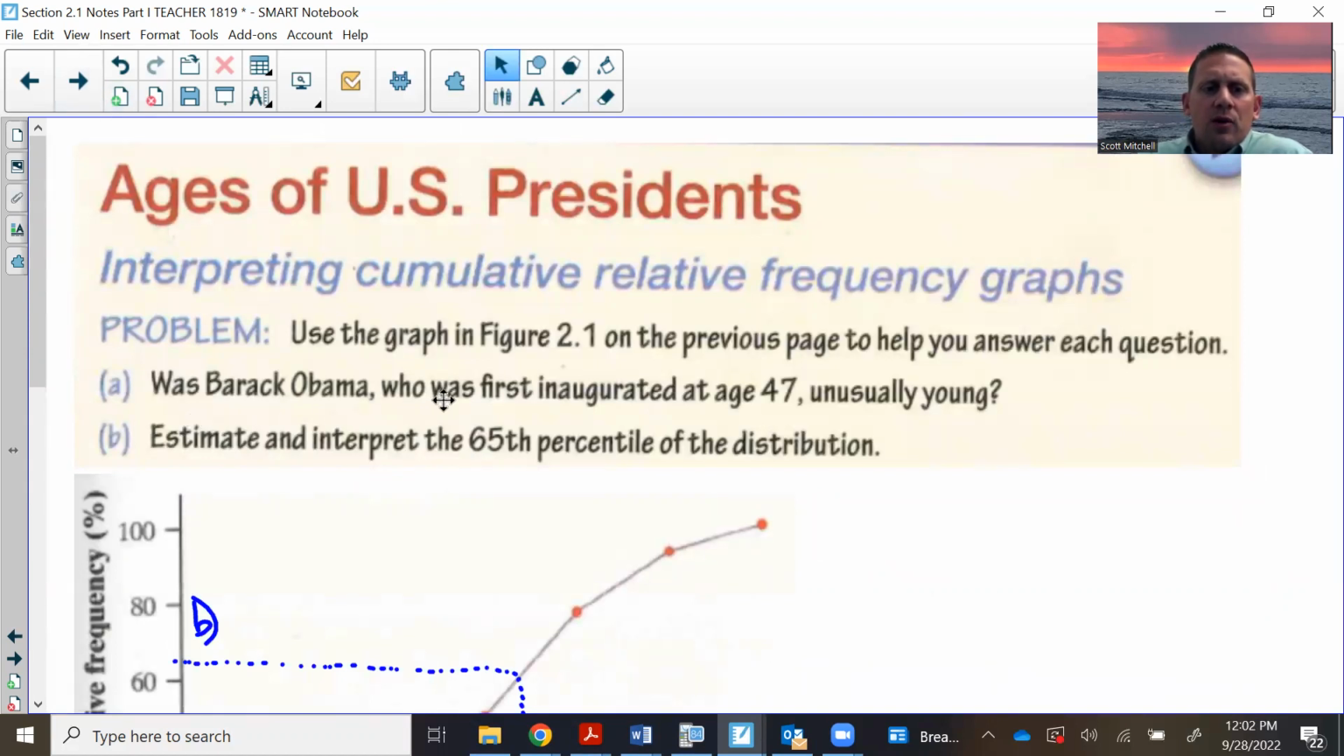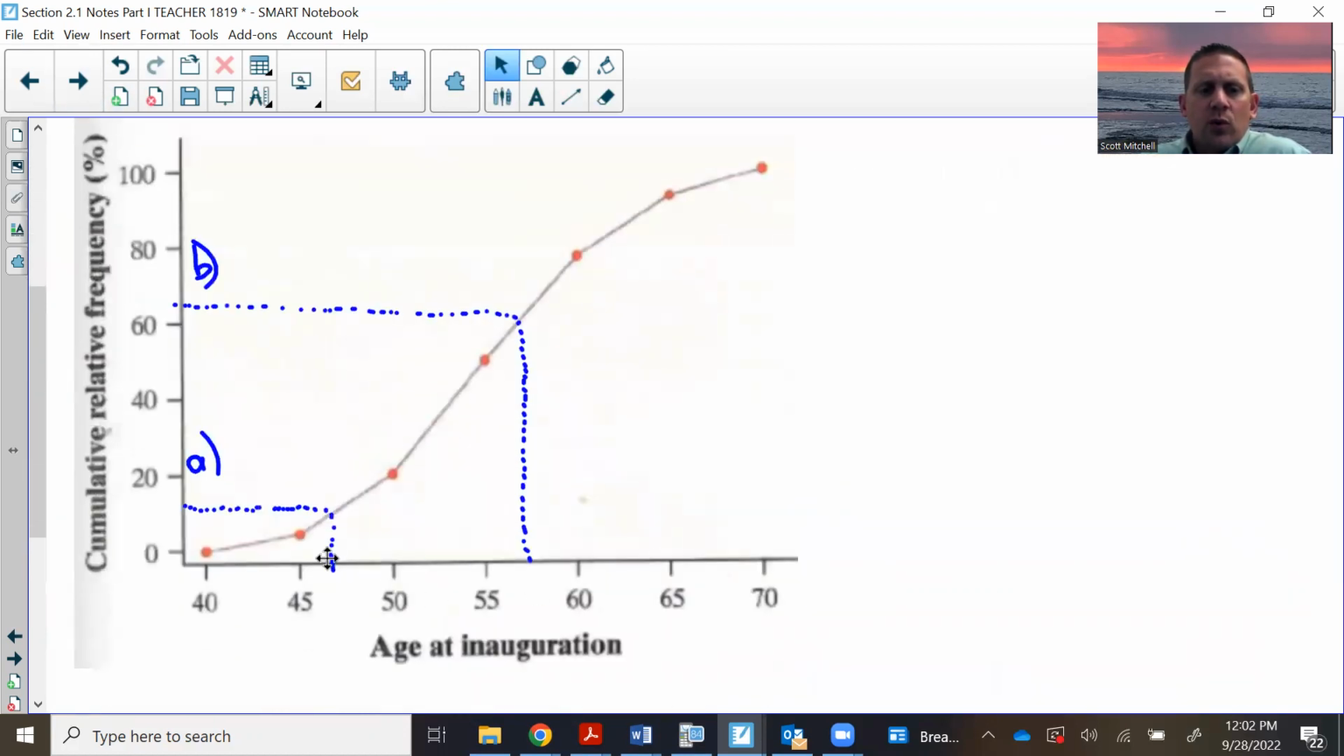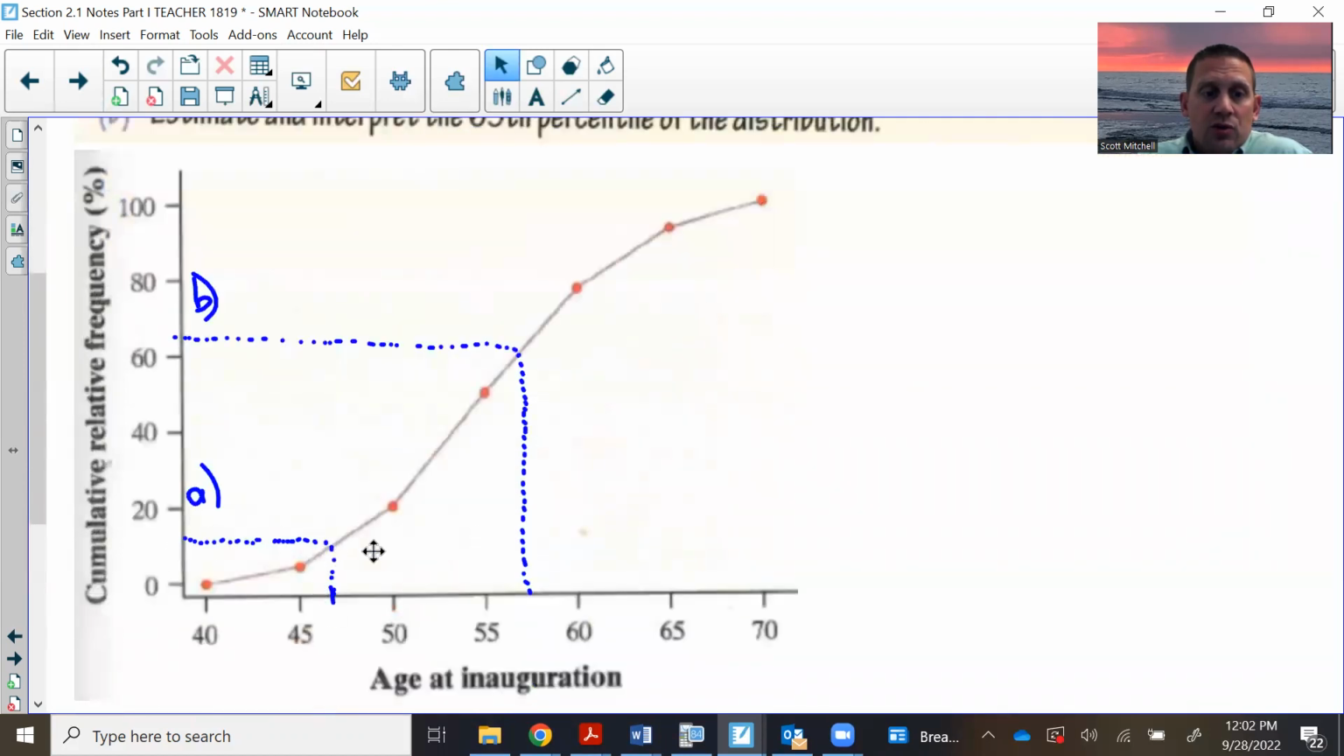So was Barack Obama, who was inaugurated at age 47, unusually young? So here's 47. The answer to that would be yes. He was unusually young for presidents.